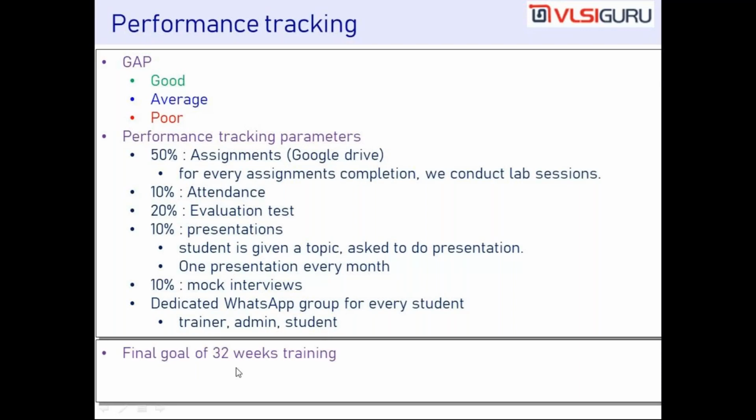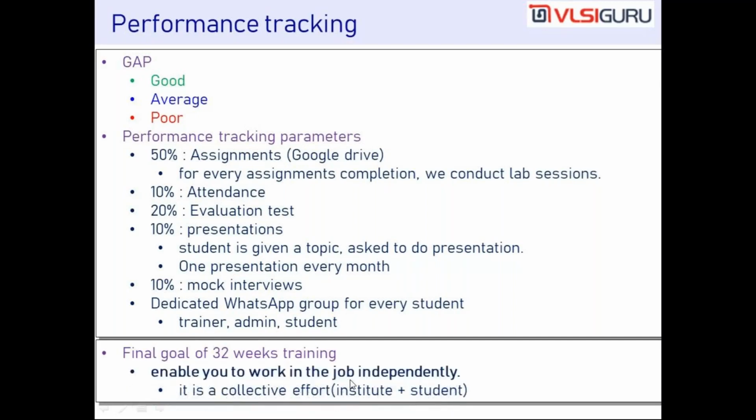What is the final goal of this 32 weeks training? It is to make you an engineer who can work in a job independently. Let's say you join some company, Intel, into a project. It's not like every minute you go to your lead, your manager, and ask, what is this, what to do, how should I open this, how should I read this. Does it solve the purpose of training? Do you think it will be a good way for you to work?